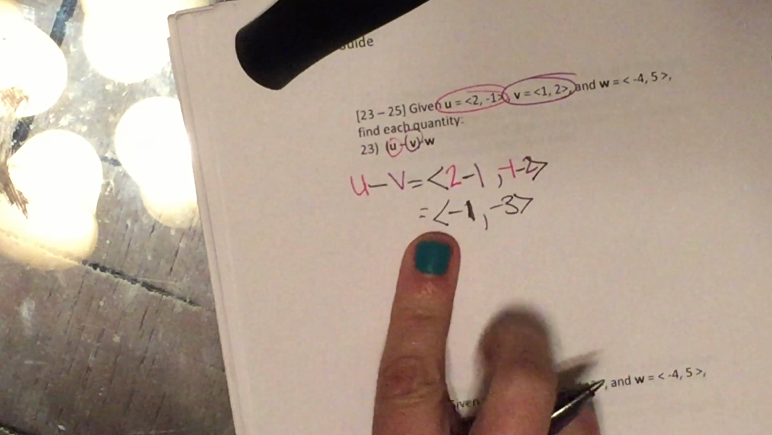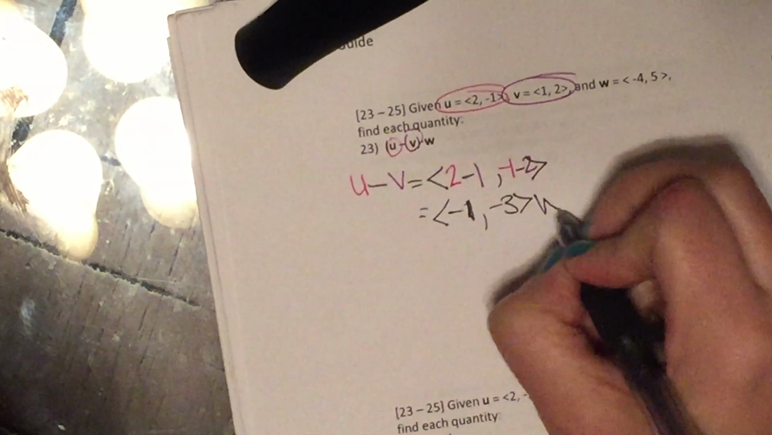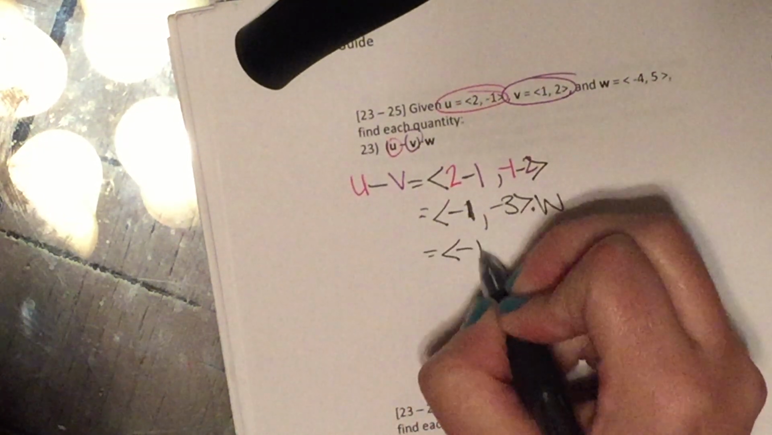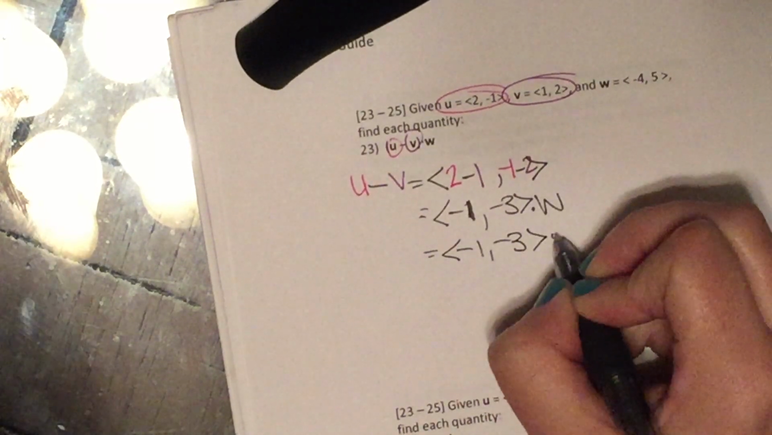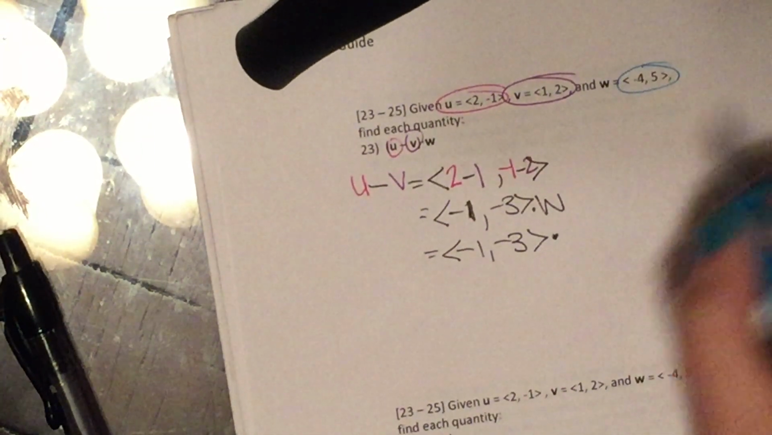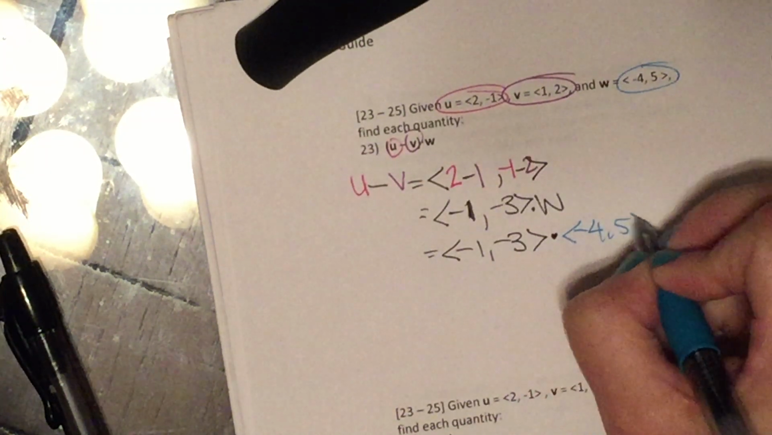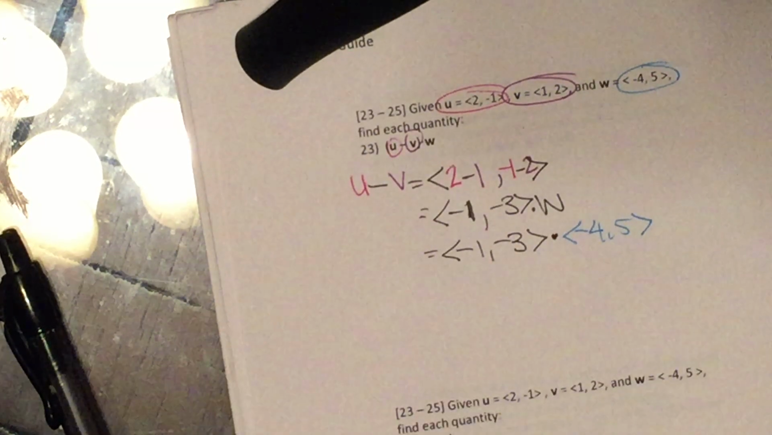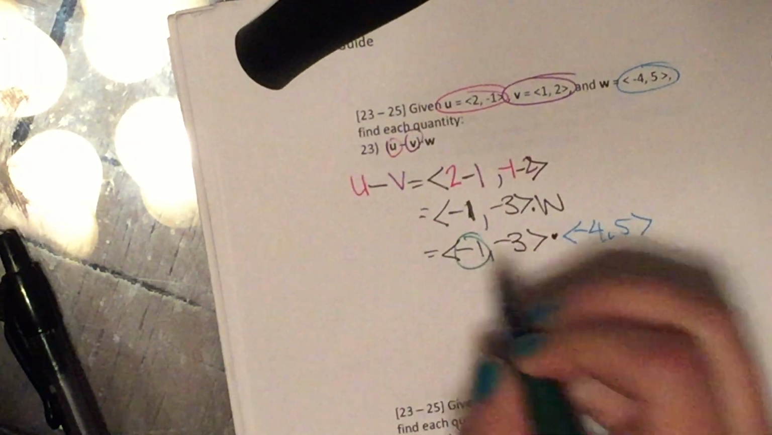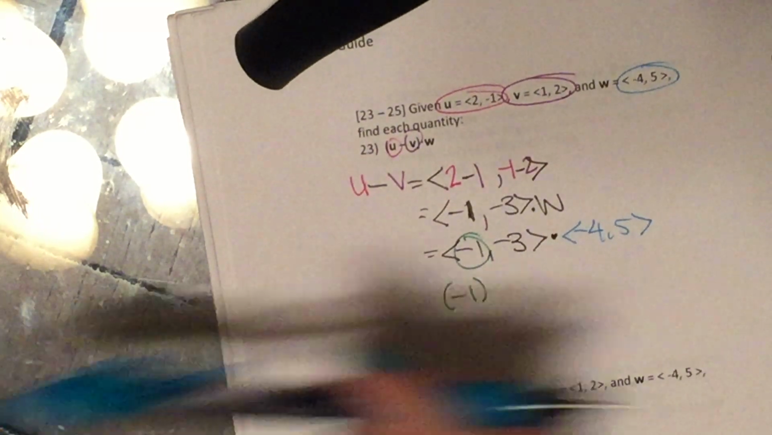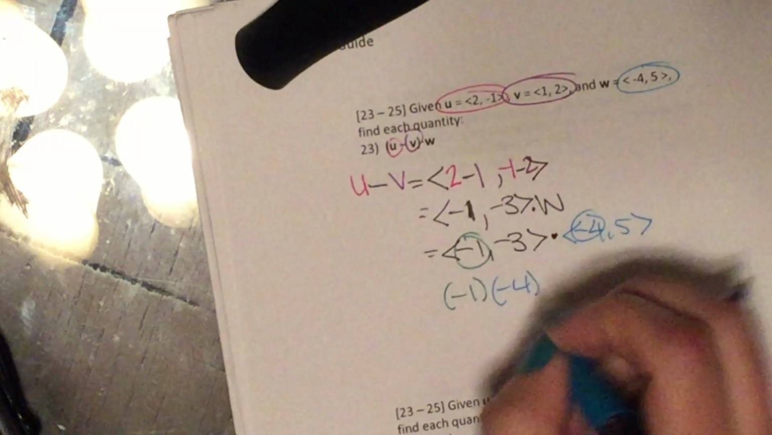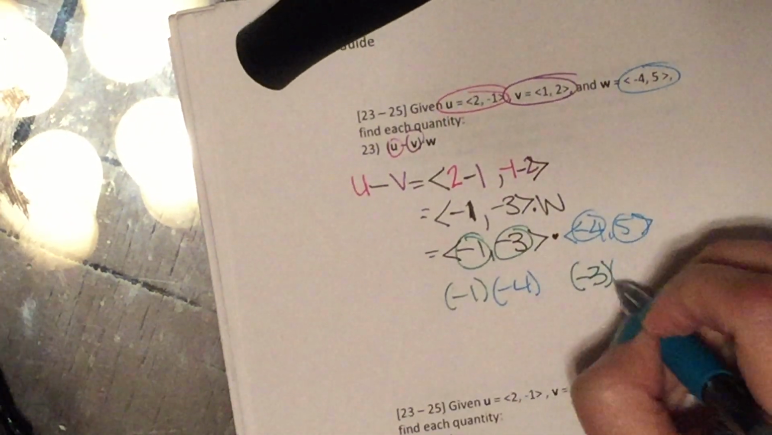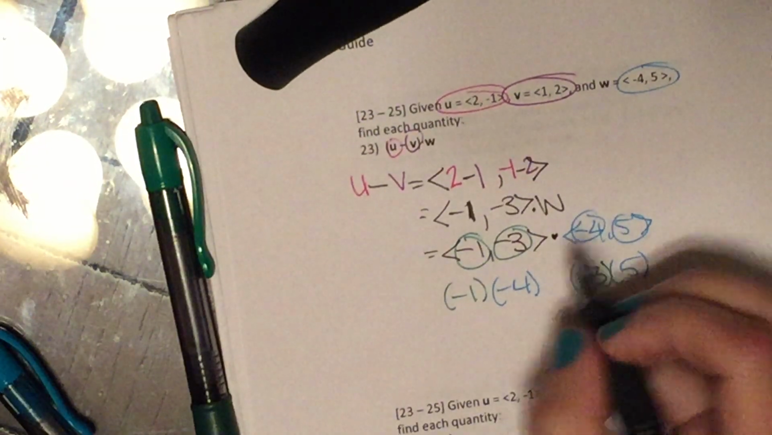Okay, so then I'm going to do the dot product of this with w. So dot product with w would mean that I have -1 comma -3, dot product with w, which is -4 comma 5. To do that, we take the horizontal from the first one and multiply it with the horizontal in the second one. And then we take the vertical in the first one and multiply that with the vertical in the second one. Once we find those two products, we'll add them together.